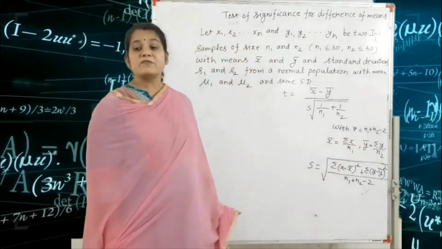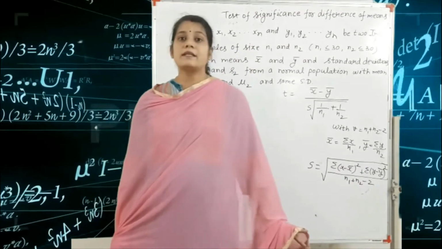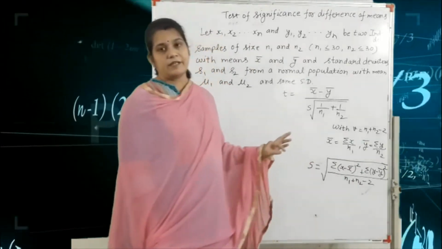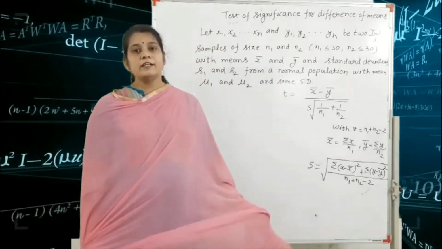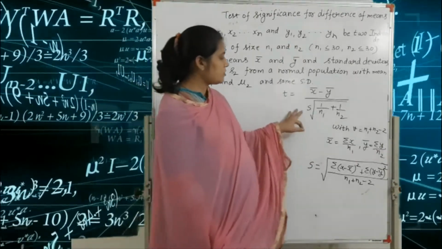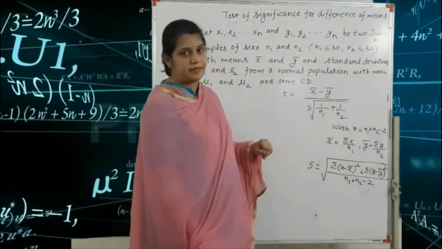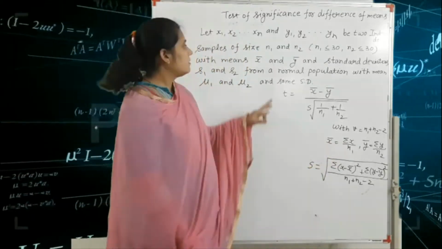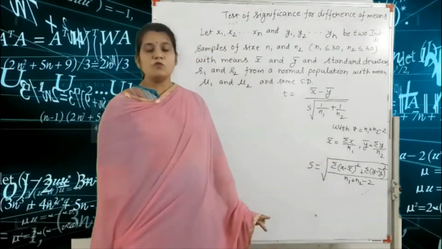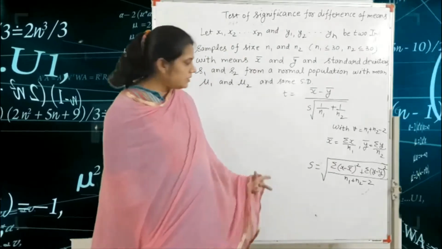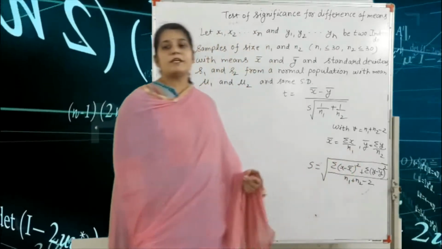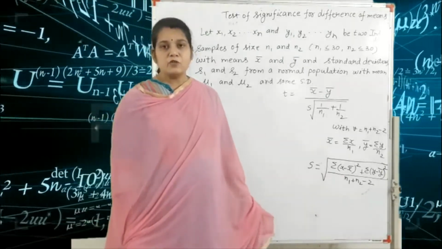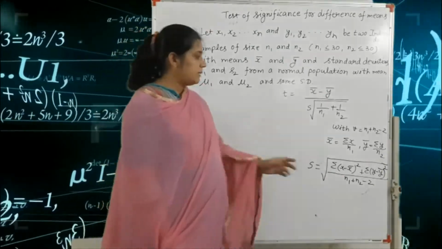minus 2. That means V is the degree of freedom, and the value of the degree of freedom is already given in your question. In this type of question we are given x bar and y bar, where x bar is the summation of x upon n1, that means x1 plus x2 up to xn divided by n1, and y bar is the summation of y upon n2, that means y1 plus y2 up to yn divided by n2.